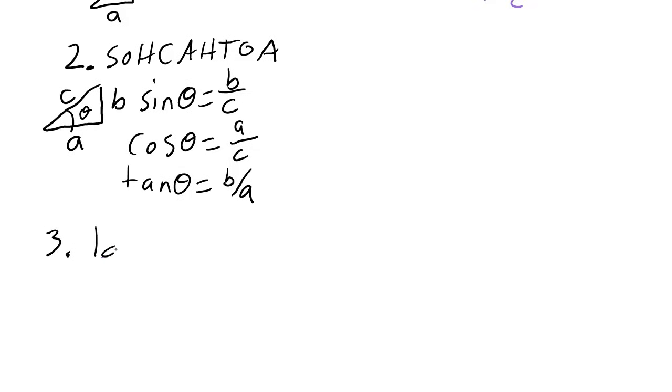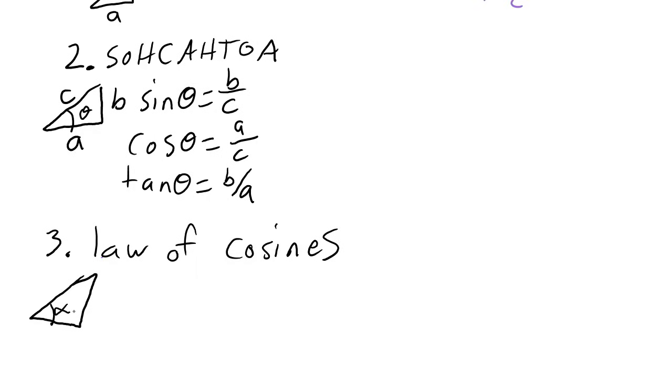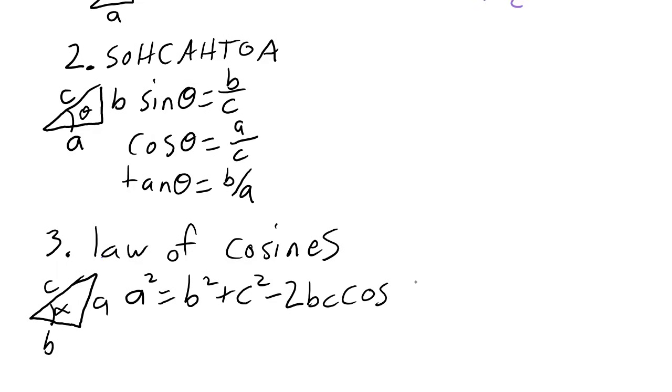Our third option is the law of cosines. The law of cosines works even if our triangle is not a right triangle. Let's call this angle alpha, and we'll call these three sides A, B, and C. The law of cosines says that A squared is equal to B squared plus C squared minus 2BC cosine alpha.